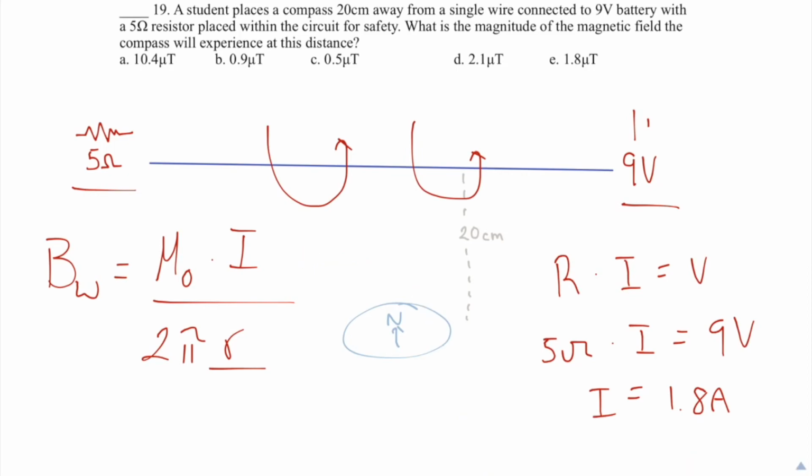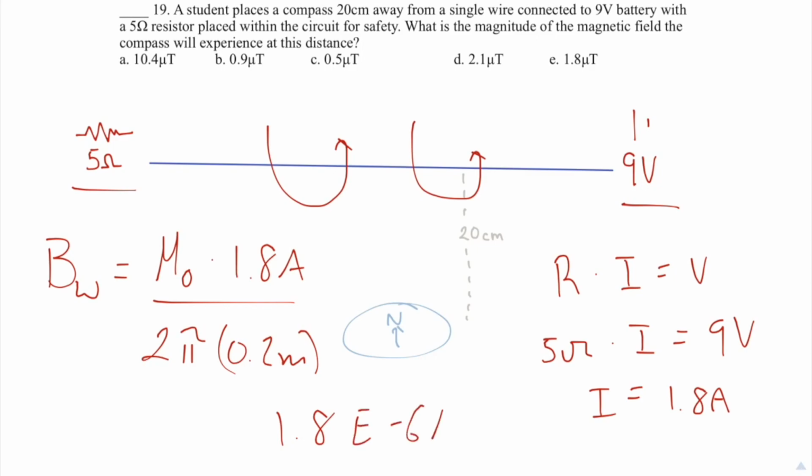So now we have the 1.8 amperes that we can plug into here. And we have the distance, which we're going to actually use as 0.2 meters. And then here we go, we got the 1.8 amperes. And so when we do the calculations there, we get 1.8 e to the negative 6 Teslas. That should be Teslas. And then the answer is desired in micro Teslas, and so our answer is E.